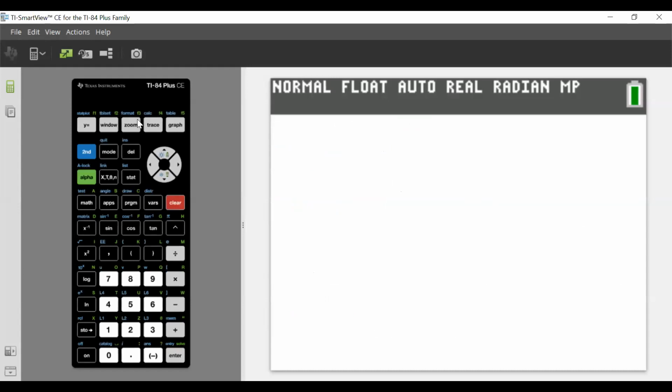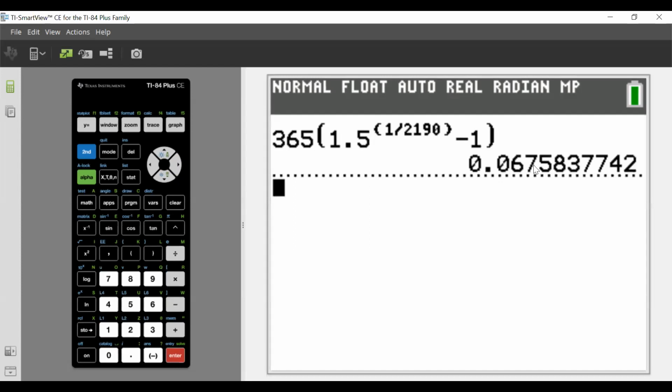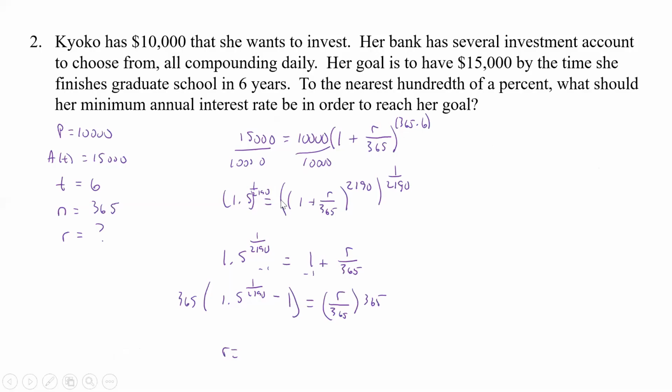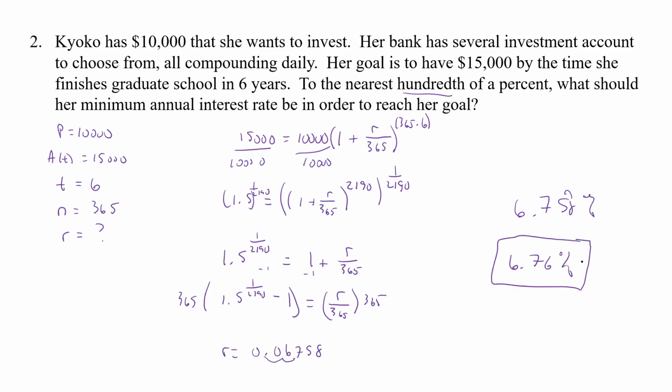All right, so R was equal to 365 times, now if I remember what we had here, 1.5 to the 1 divided by 2190, in parentheses, and then minus 1 in parentheses, and so that should be our rate. And so 0.06758, move the decimal 2 to the right, that's going to give us 6.758%, and they want it to the hundredth of a percent, so that would be 6.76%. So that would be the rate that she should get to be able to reach her goal of $15,000 in 6 years if she invests that $10,000.